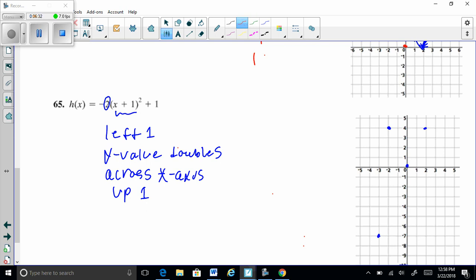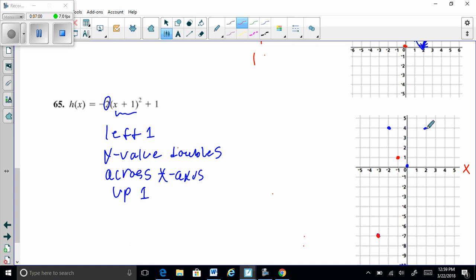Let me try to switch colors to differentiate between those and the original ones. There we go. Then the next one, go to the left 1, double the y value, which you're already at 0, so you stay at 0, reflect across the x-axis. You're on the x-axis, so you stay there. And then we go up 1 unit, so we end up right there.